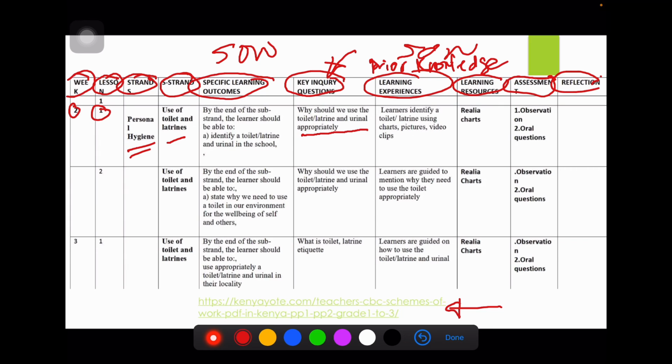And then prior knowledge: learners identify a toilet or latrine using charts, pictures, video clips. Learning resources: realia and charts. That means she will bring in a model of the urinal or latrine or toilet, and then charts. Assessment will be observation and oral questions. So this, I think, is on health. Right, so let's move on. The SOW is unique to a school.